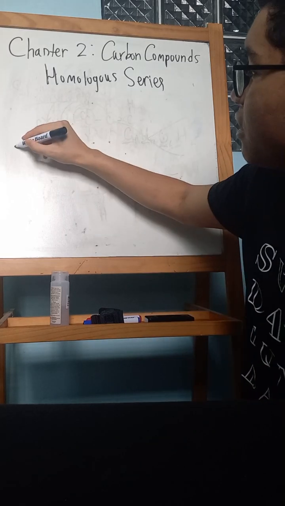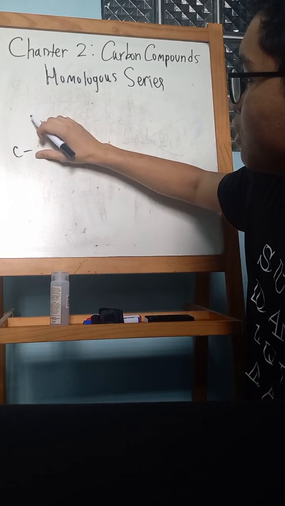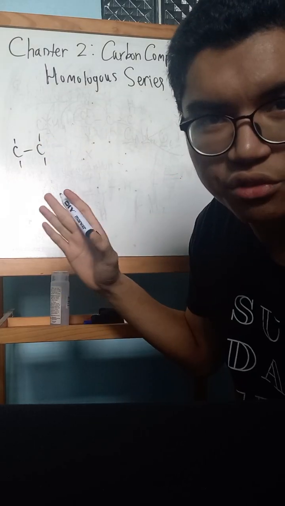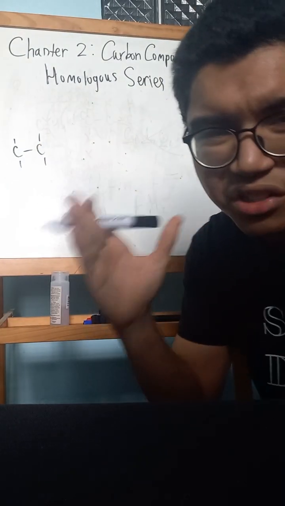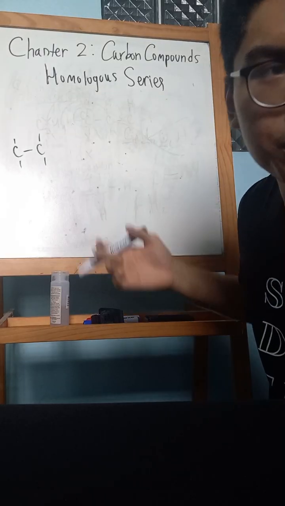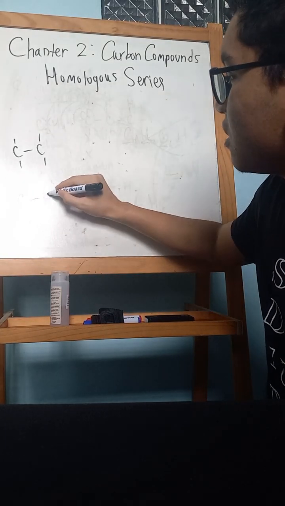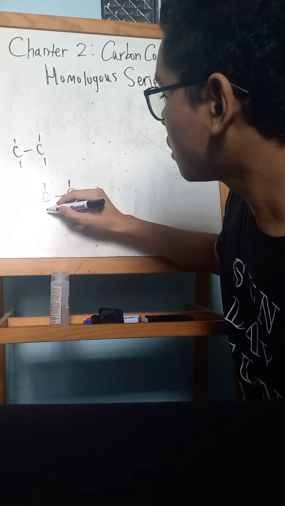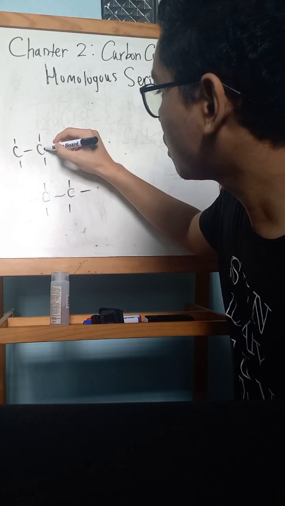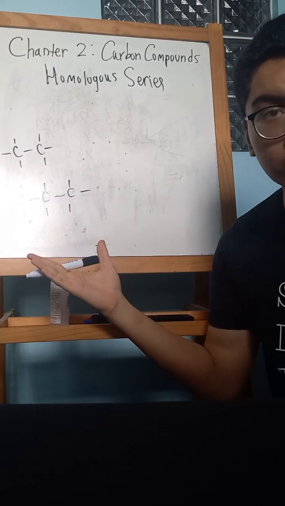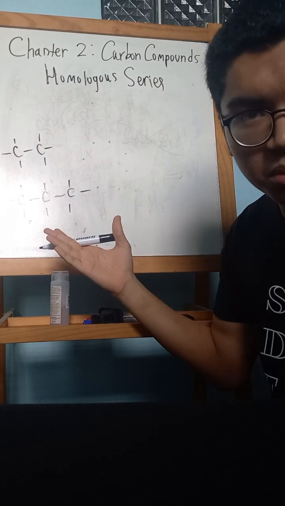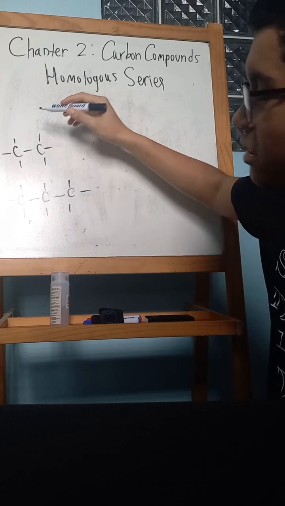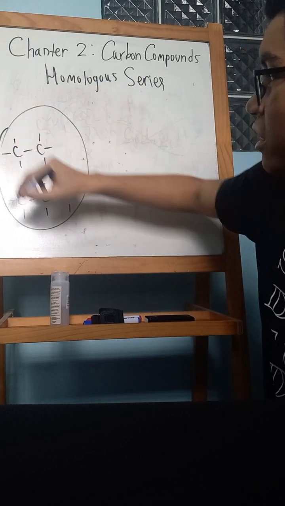So let's say, I'm not going to draw the hydrogen atoms, just because it's a waste of time. So just imagine them for me. What do these two have in common? There's no double bond in between them. There is no double bond, so they can be classified into one family.